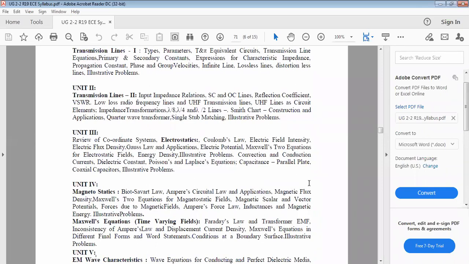The last unit is electromagnetic wave characteristics. How the wave propagates from source to destination and what those characteristics are. Wave equations for conducting and perfect dielectric mediums.